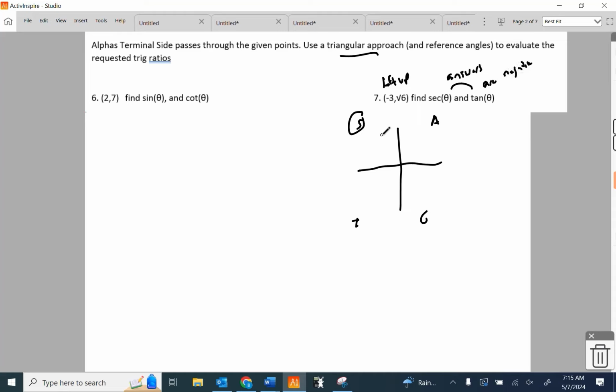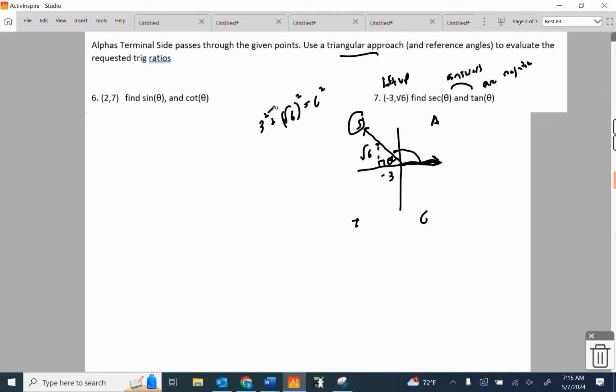Anyways, I go left 3 and I go up something. So the angle starts here, and it rotates the terminal side. And again, I can't draw a right triangle there, but I can imagine a right triangle being there. And this will be my reference angle, theta prime. Now I went left 3 and I went up root 6. I do a little Pythagorean theorem to get the missing length.